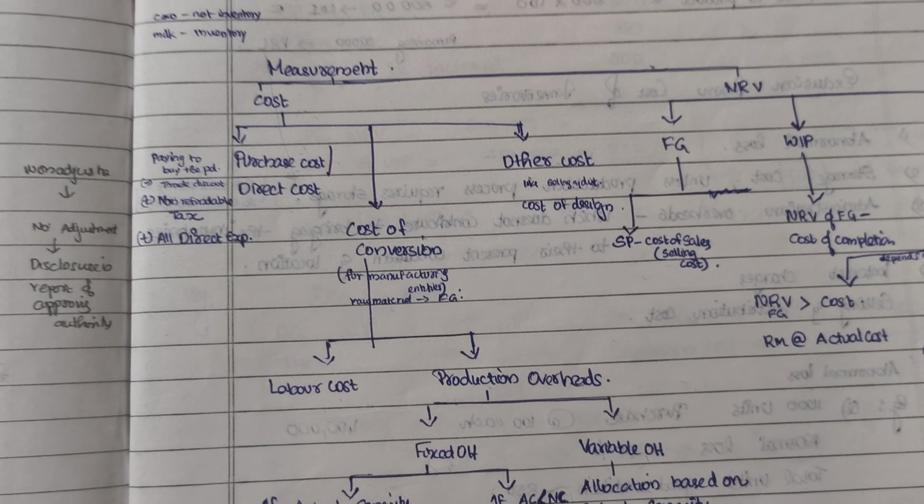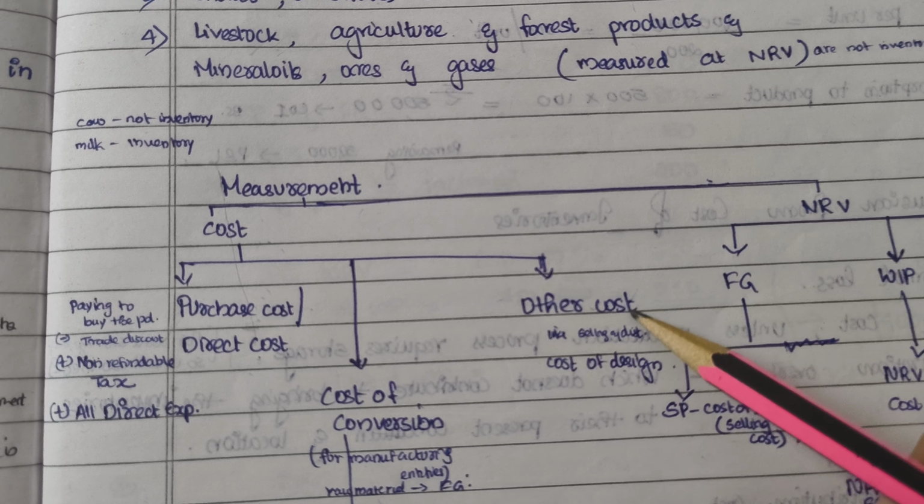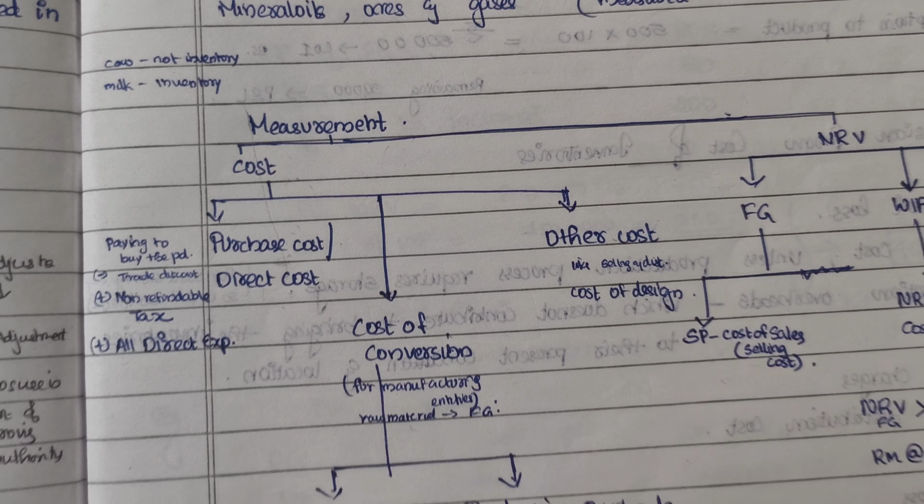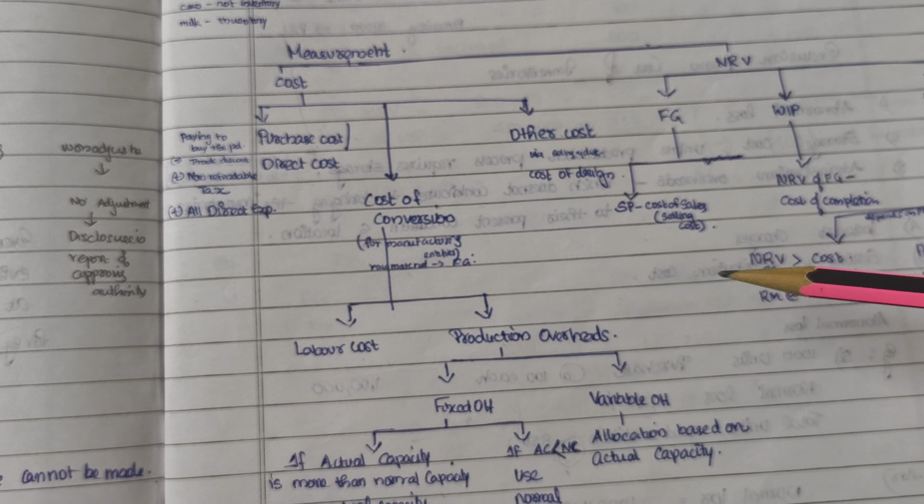So this is one cost, and there is another cost. Other cost is like selling and distribution cost, cost of design. These are the different types of cost.